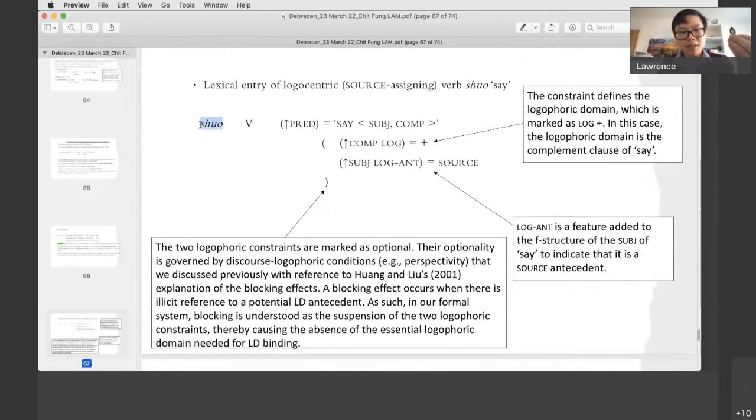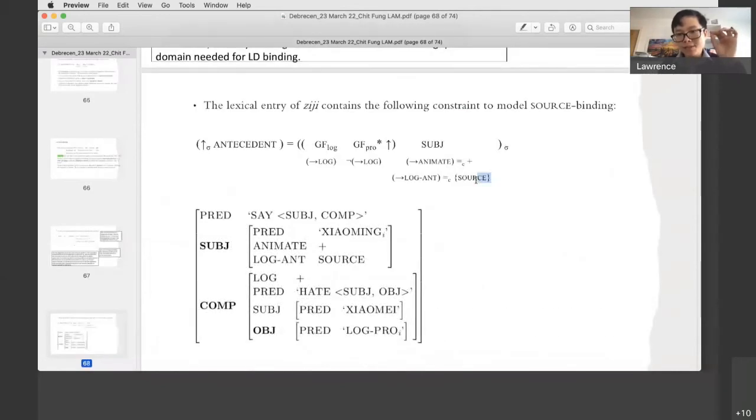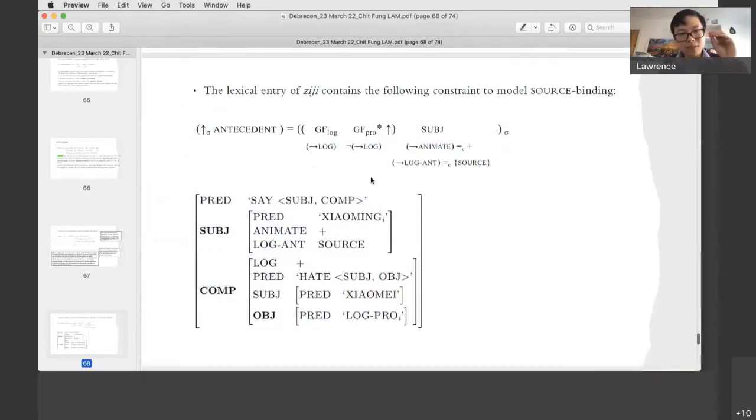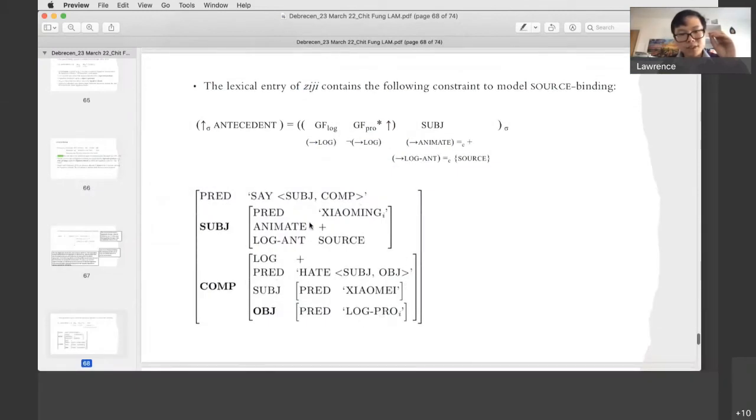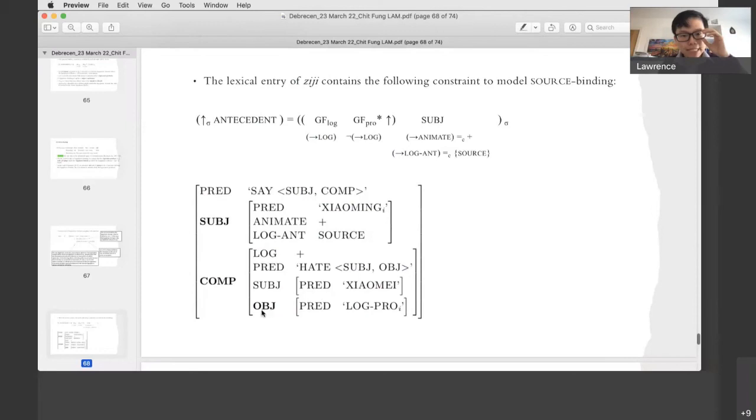That's how the lexical entry of say looks. So say marks the logophoric domain as plus, which means that's a logophoric domain, and it also tells us that the subject of say is a source antecedent. Then in long distance binding reflexives, for the GC, we have the equation for logophoric binding. This is the F structure here. What we see is say, and then Xiaomin is a source. The complement clause says something: Xiaomei hates him, Xiaomin hates self. In that sense, we will see that the binding relation is okay.